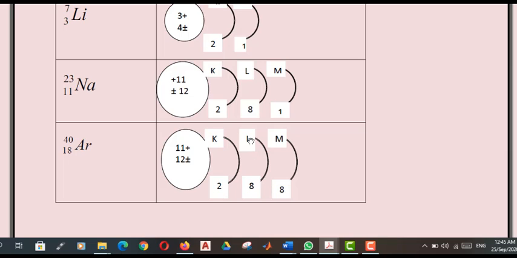Then we draw the second energy level L. It's saturated by 8 electrons and doesn't take any more electrons. So here we have 10 electrons, but in the argon atom we have 18 electrons. We start by drawing the third energy level M and we put the 8 electrons left in it, okay? And by this, I think we remember the electronic configuration and the atomic number and the mass number of any element.